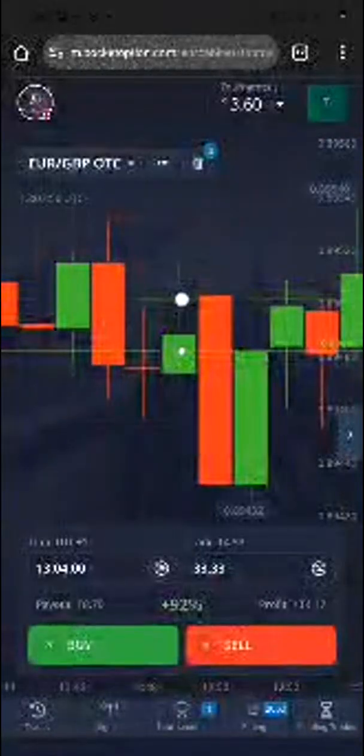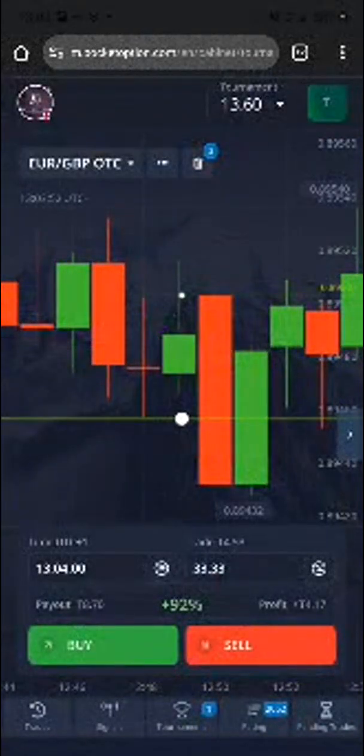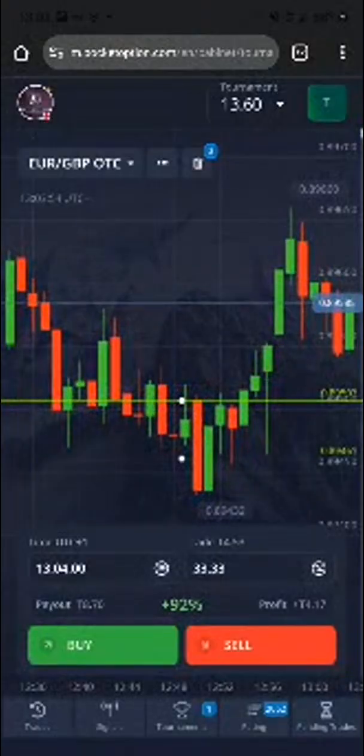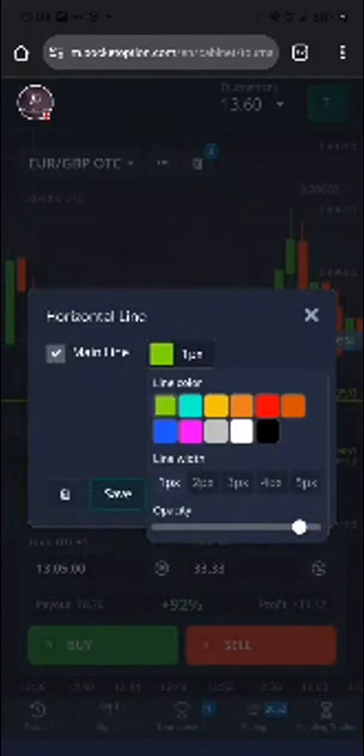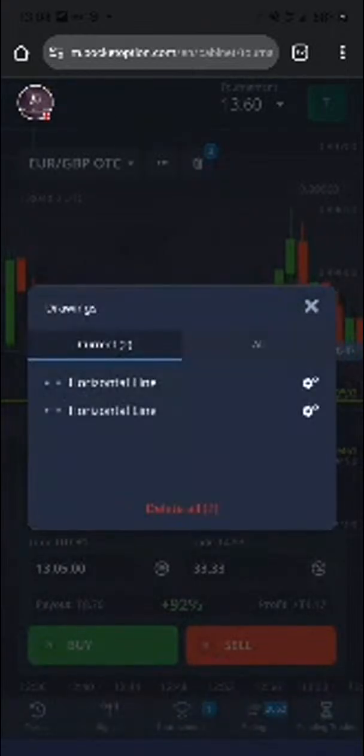Okay, let's do this. Okay, I'm checking this range. Let's mark the doji range. Save.